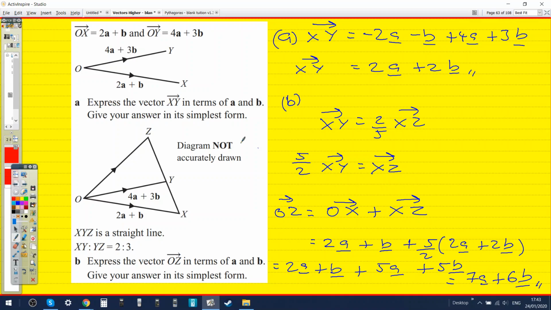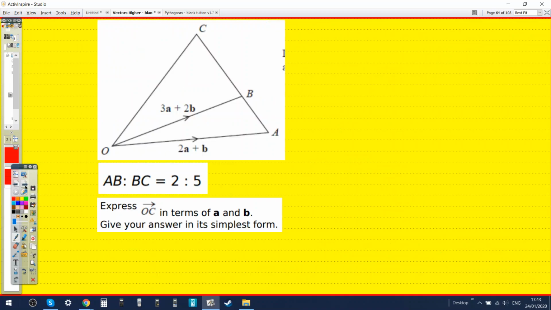Great. 7A plus 6B. Yes, so 2/5 XY is 2/5 of XZ, so XZ is 5/2 of XY. And so you go O to X, X to Z, and you use that. Any questions about that? No. Okay, let me see. Yes, let's try this one.